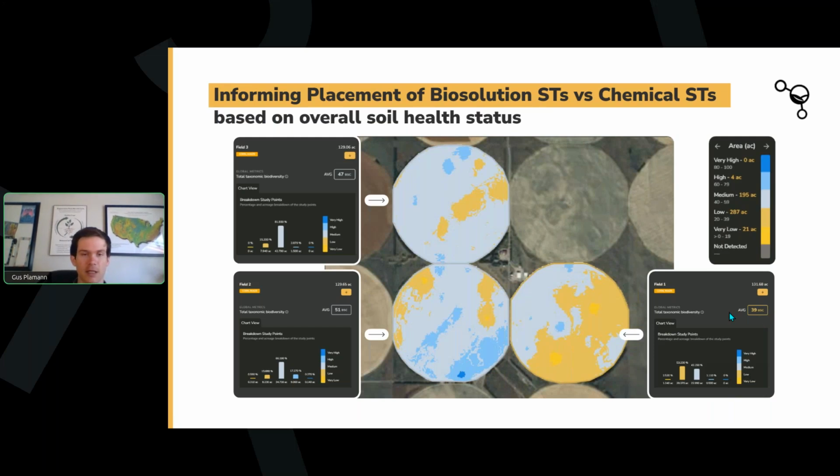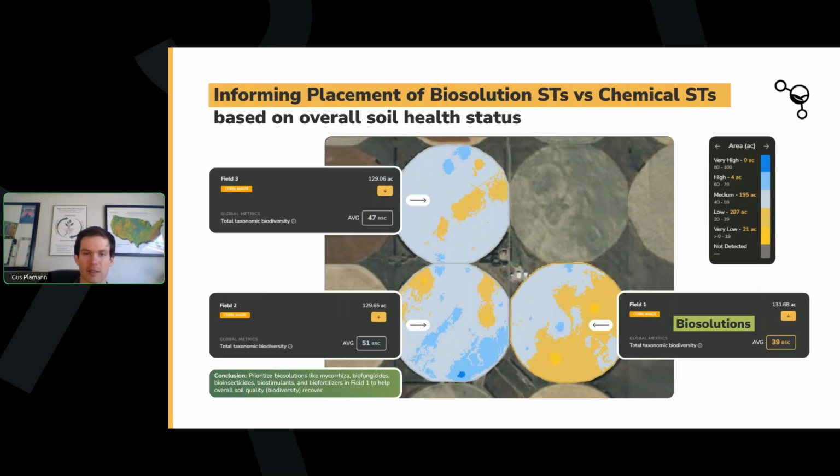And I know it's kind of a controversial topic whether or not biosolutions like biofungicides should be used to essentially replace conventional fungicides and fumigants that are known to have some potential negative effects on the soil microbiome. So that's going to depend on a lot of different variables.